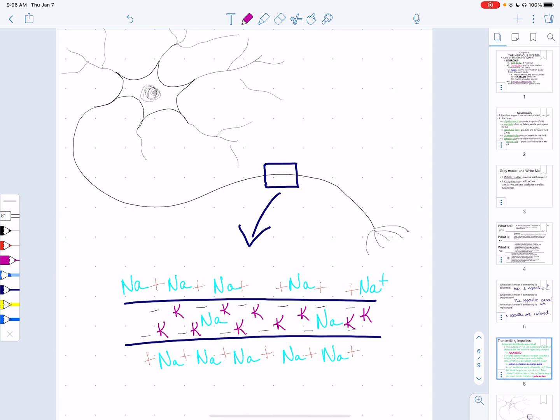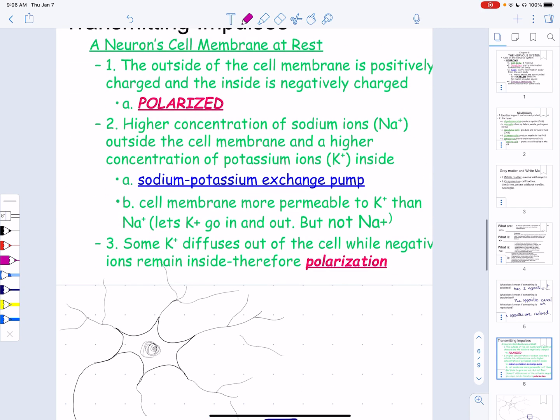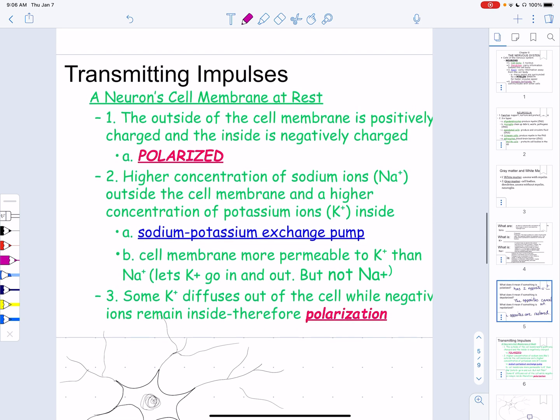Now, all of what we've been talking about have been positive ions, but that does not mean that the inside is positive. In a resting neuron, the inside is negative. All right? So hopefully, if you have any questions, you're going to stop and ask them. Otherwise, we're going to continue on. All right?